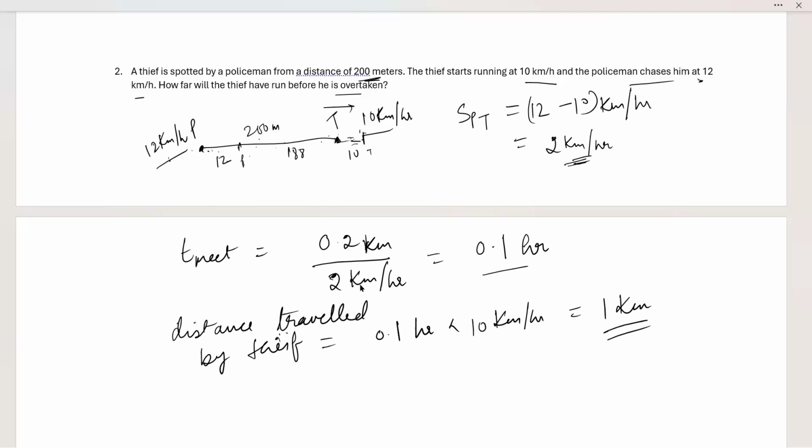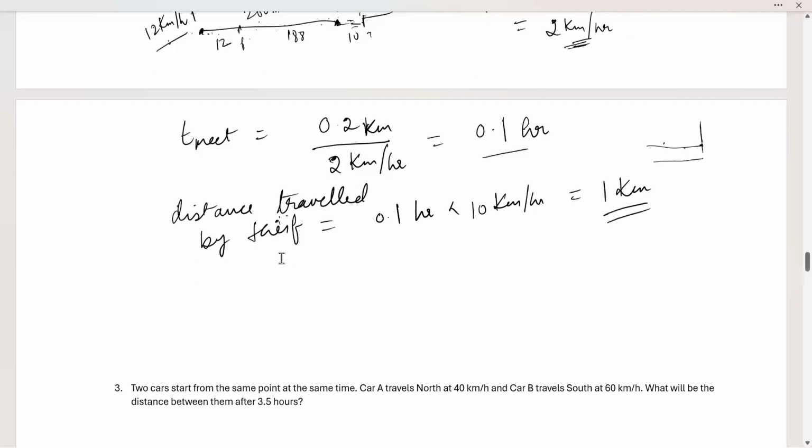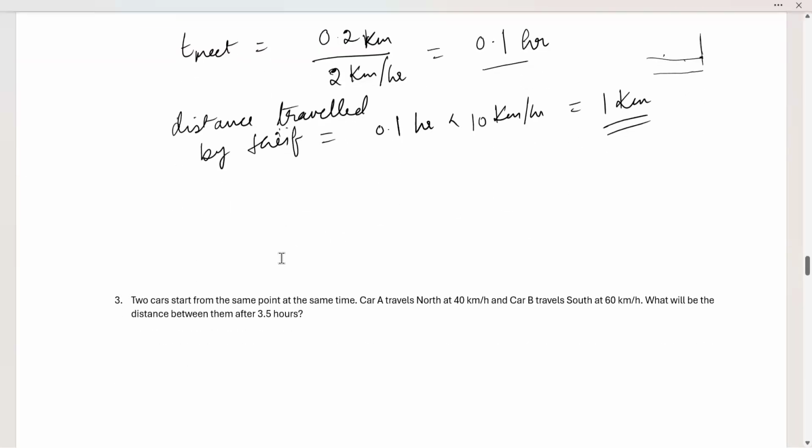Overtaking means coming onto the same line. You must have seen how cars and vehicles overtake each other. A vehicle is moving in this direction, suddenly another vehicle comes from behind, and when it reaches the same level, we say that they have overtaken each other. So that is what we mean by overtaking. And when the police catches the thief, it will obviously overtake him. I hope this is clear.